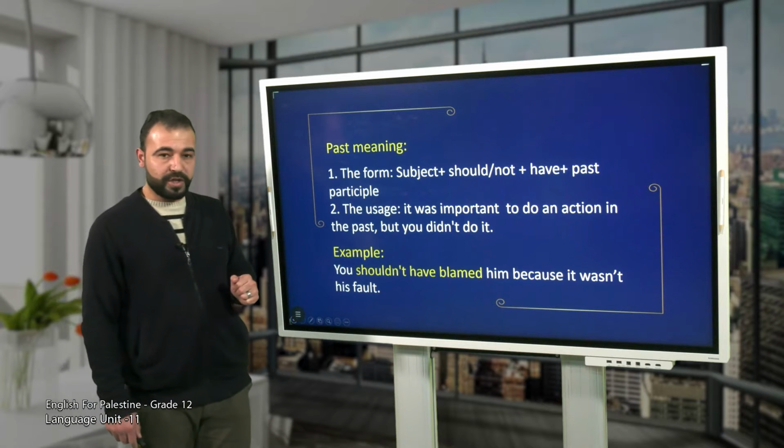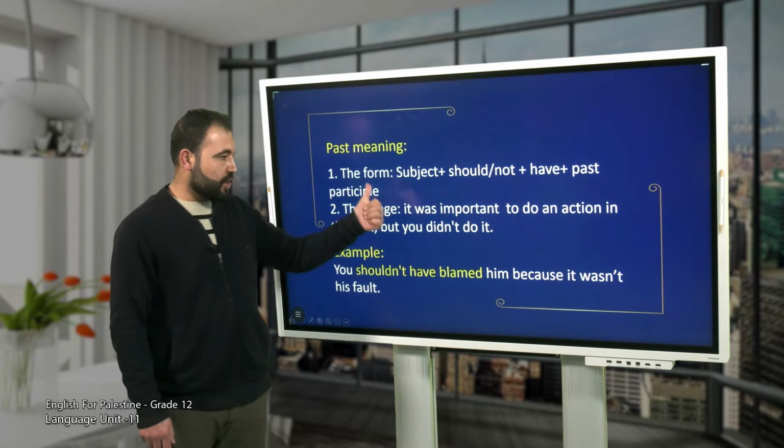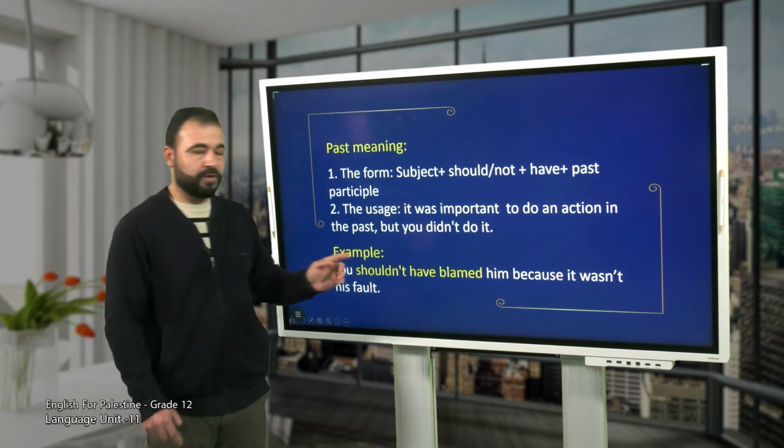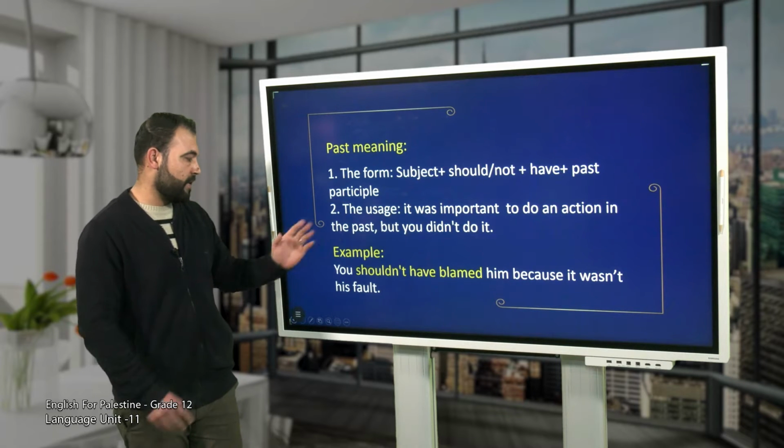Now the past meaning of should. The form: should or should not plus have plus the past participle form. So we start with the subject, should or should not, plus have and the past participle form of the verb. Now the usage. Should have plus the past participle form means that it was important to do an action in the past, but you didn't do it. So you didn't do that action.